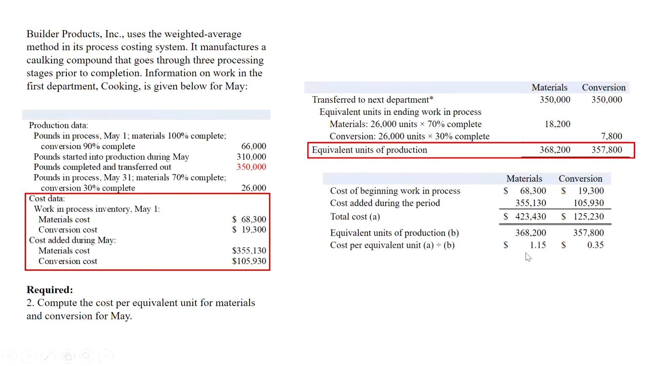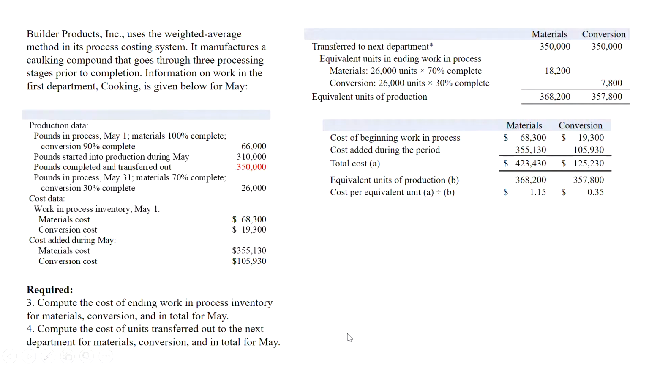For example, material total cost of 423,430 divided by equivalent units of production of 368,200 gives me a cost per equivalent unit for materials of $1.15. That's the average cost of materials for each unit. Conversion, total cost of 125,230 divided by equivalent units of production of 357,800 is a cost per equivalent unit for conversion of 35 cents. Again, this is average information. Ultimately, I'm going to use these costs per equivalent unit to apply my costs to ending work in process inventory and also the cost of units transferred out. This information I have listed here above to the right is everything that I've already solved for, that I've summarized.